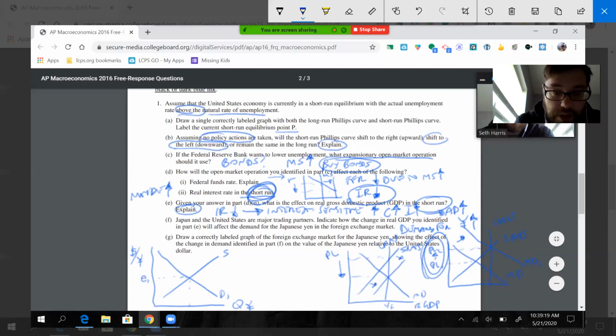And what we just said in part F, this change that's going on is going to increase demand for Japanese yen. So we got to shift out that way. We have our new quantity, but more importantly, we have our exchange rate too. So what we see here and what we've shown is that the increase in demand is going to cause the yen to appreciate. Prices increasing.